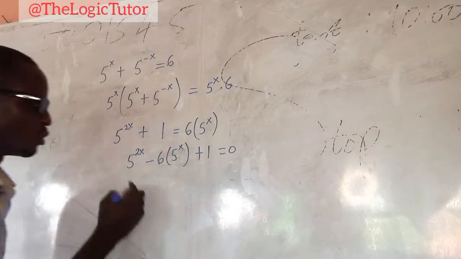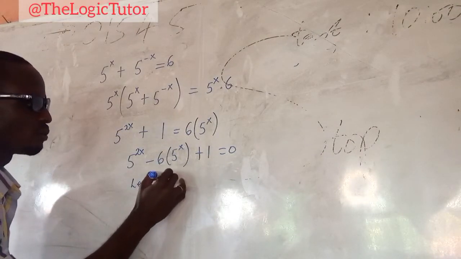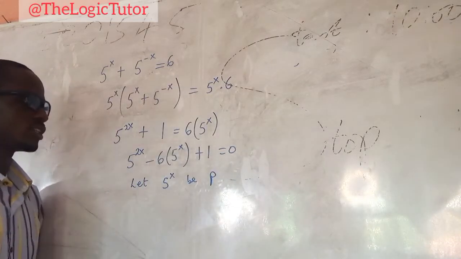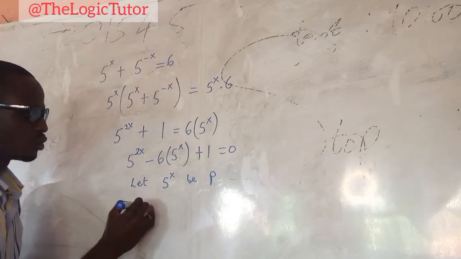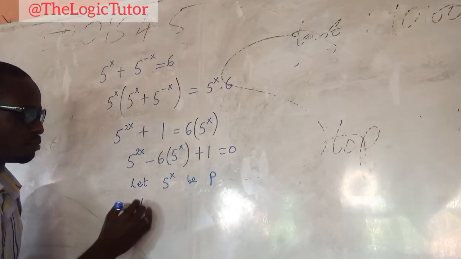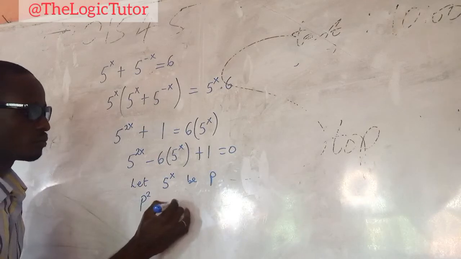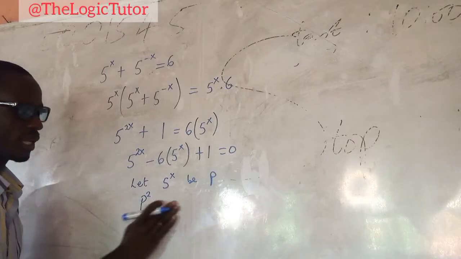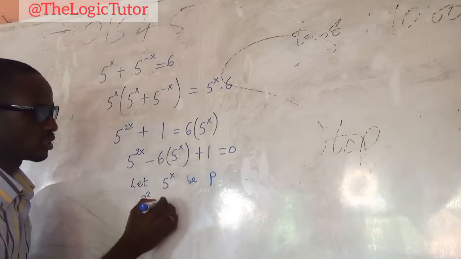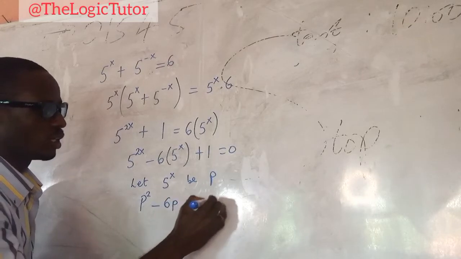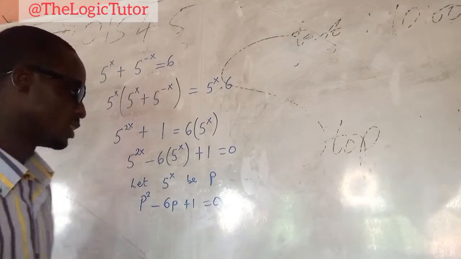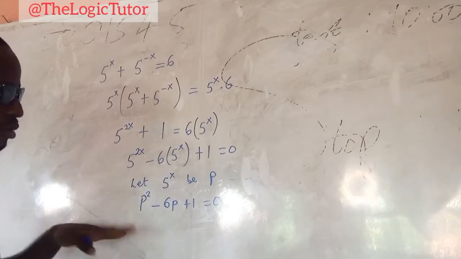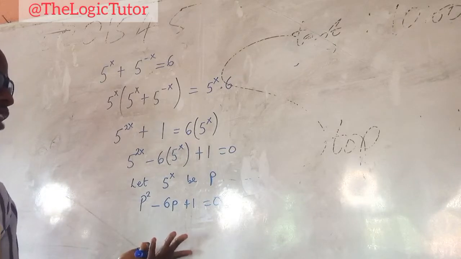All you need to do is to let 5 raised to the power x be, say, p. Then here I'm going to have p squared. If 5 raised to the power x is p, then this will be p squared. So then I have p squared minus 6p plus 1 equal to 0. Now this is a typical quadratic equation. So let us solve this quadratic equation, get our value of p, and then get our value of x.